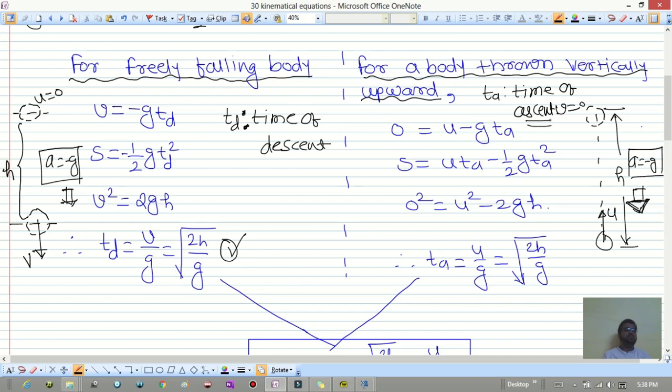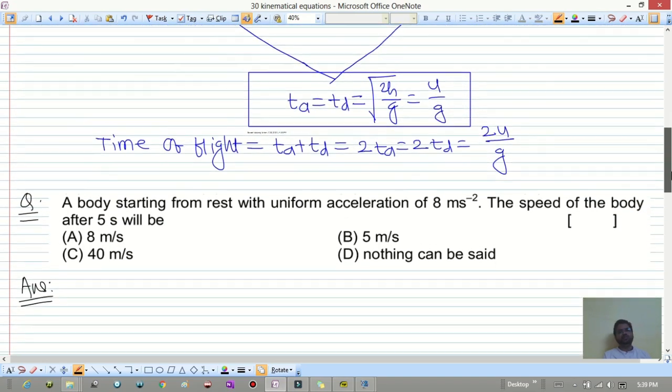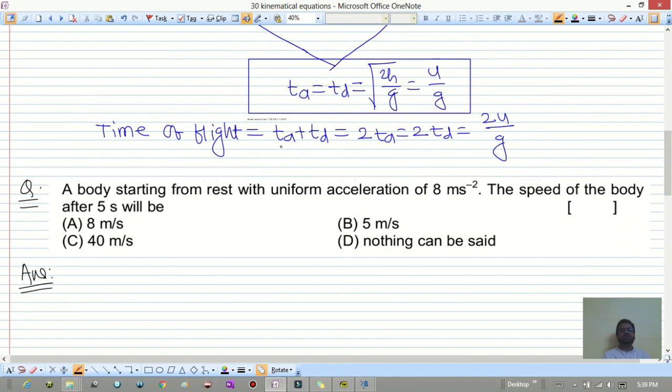Time of ascent is the time required for a body to go to the maximum height. So s is equal to u ta minus half g ta squared, 0 squared is equal to u square minus 2gh, and ta we have u by g, root of 2h by g. If h is same, we can have time of ascent equal to time of descent. This indicates time of flight is 2 times time of ascent, or else 2 times time of descent, which is equal to 2u by g. So I hope this is clear.